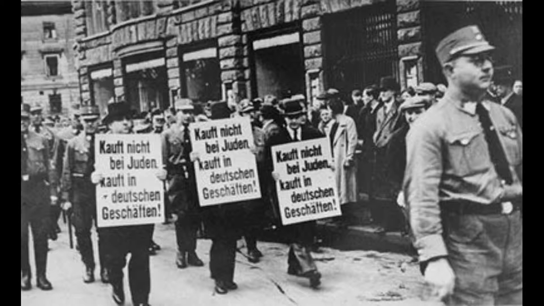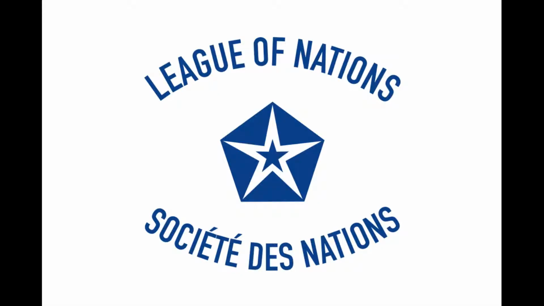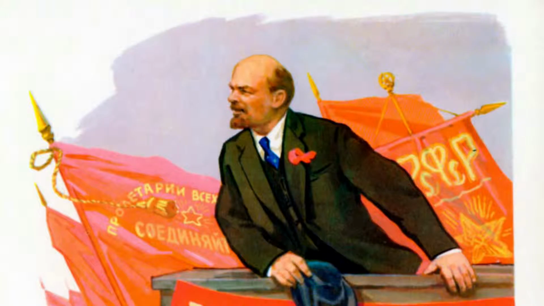The Mandate system was established, and Germany's colonies were split between the Allies. Out of the dust of Russia and Austria-Hungary appeared new successor states: Poland, Czechoslovakia, Hungary, and Yugoslavia. The League of Nations was also formed out of President Wilson's ideals, but it proved to be weak due to lack of enforcement.